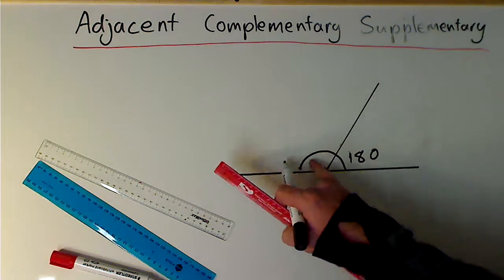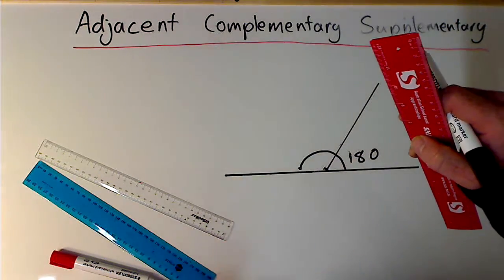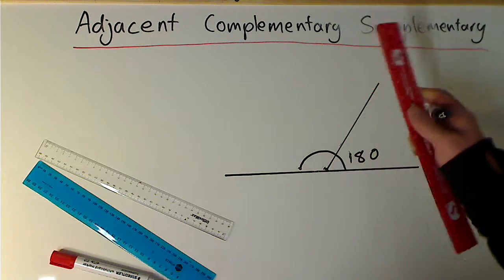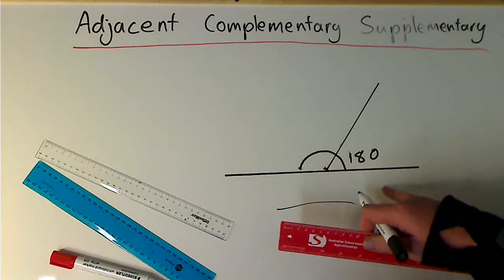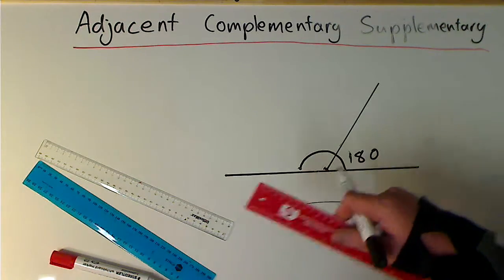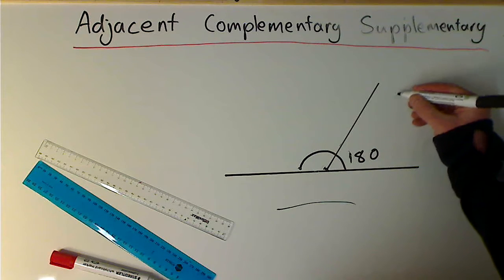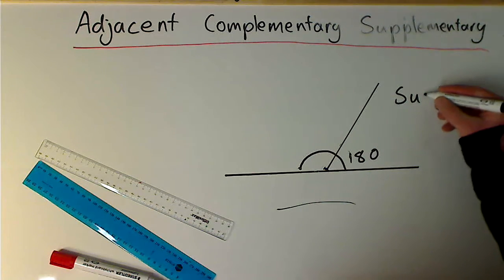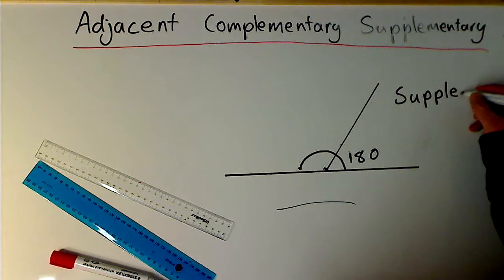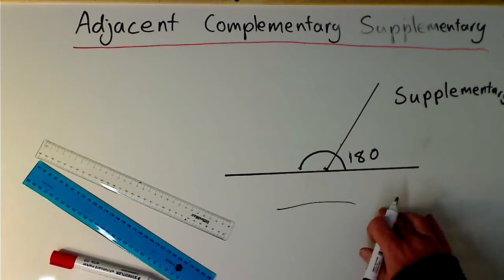Now, what do these two angles have to add up to? Well, they add up to 180. If I have two angles together that make a straight line, they have to equal 180. Two angles on a straight line are called supplementary. So if they add up to 180, they are supplementary. Supplementary angles add up to 180.